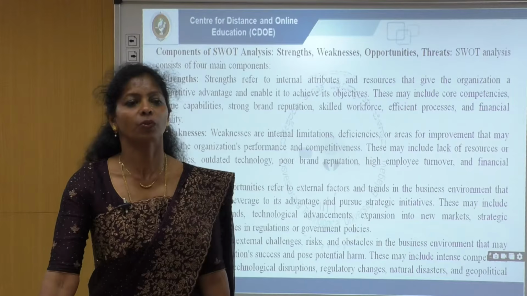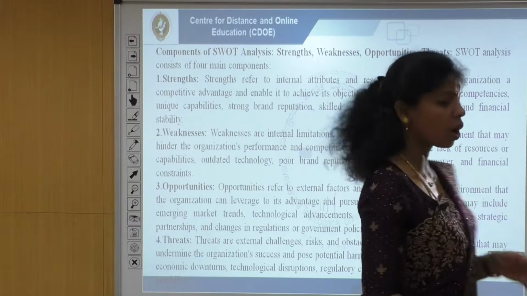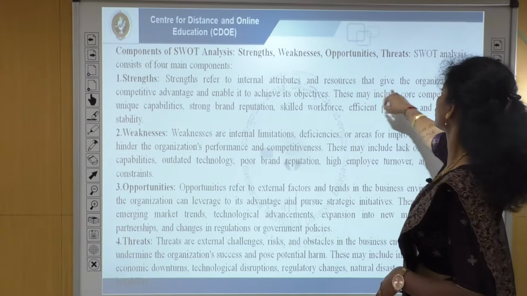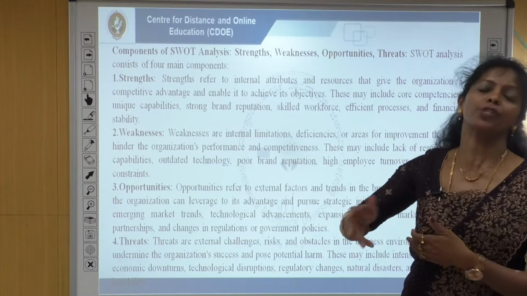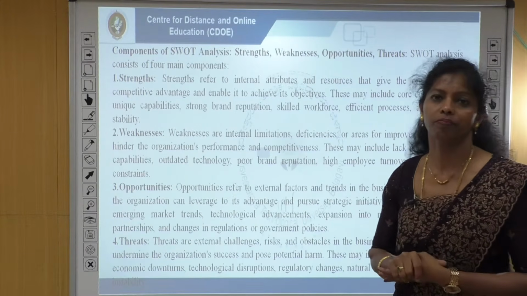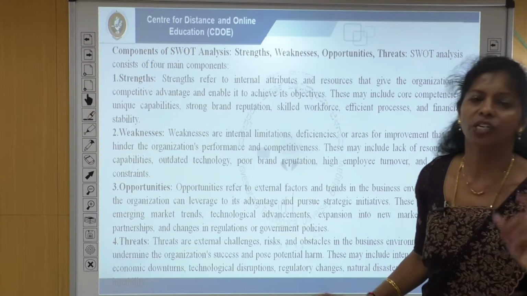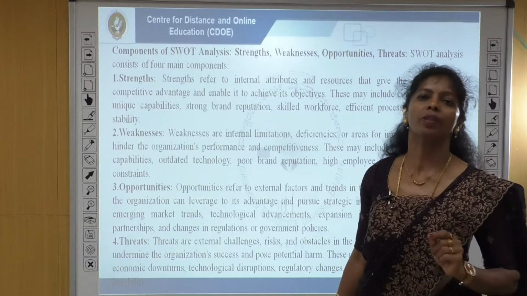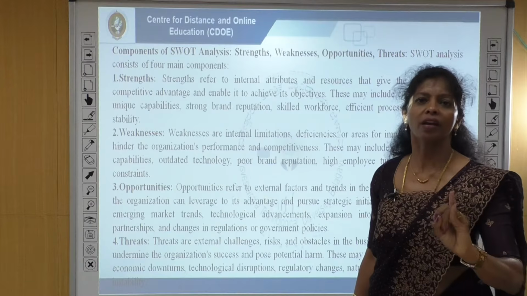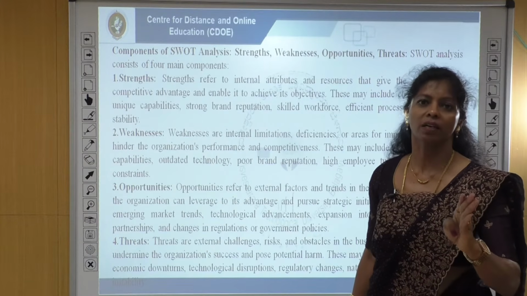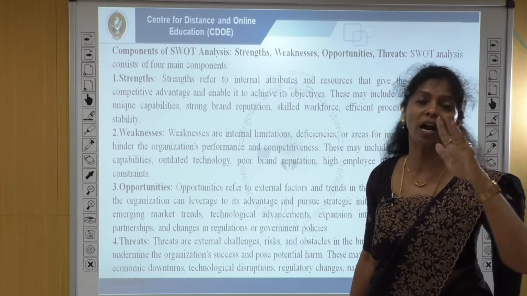The components of SWOT analysis, as we have said, are strengths, weaknesses, opportunities and threats. What are strengths? Internal attributes that give an organization a competitive advantage. What is competitive advantage? A better position over its competing firms. For example, a company A and a company B. In the previous session, we spoke about the resource-based view of the firm. If the resources are VRIO, valuable, rare, inimitable and organized, then the organization or firm will have a competitive advantage.